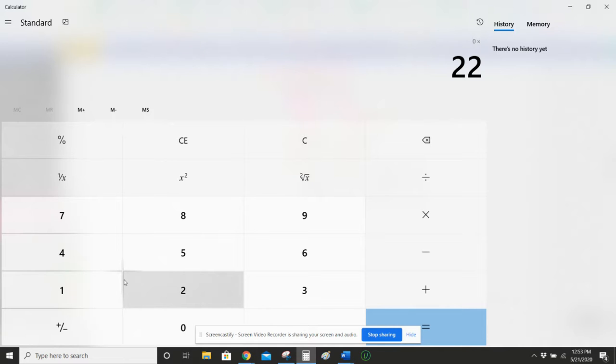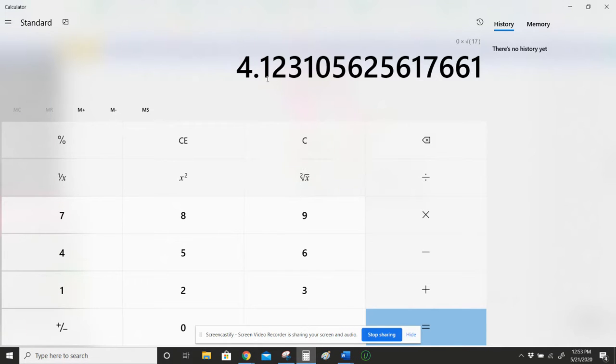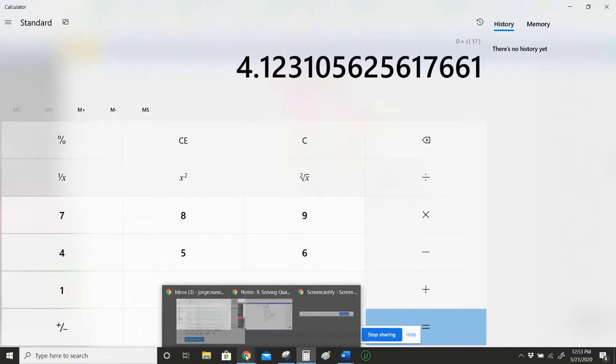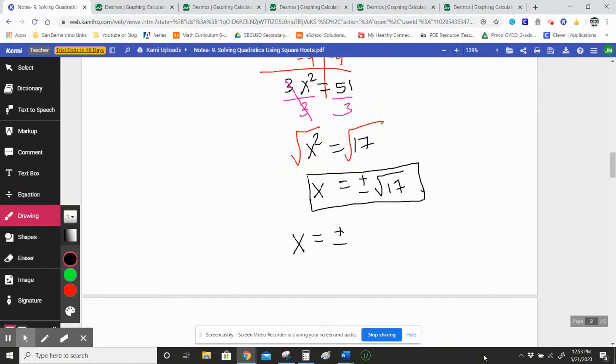So there we go. I reconnected the thing. So 17, punch in square root, and then I get 4.123, blah, blah, blah. So 4.12. So my final answer is 4.12. So basically, when I check this with Desmos, x should be 4.12, positive or negative, right? So these two are the exact same answer.